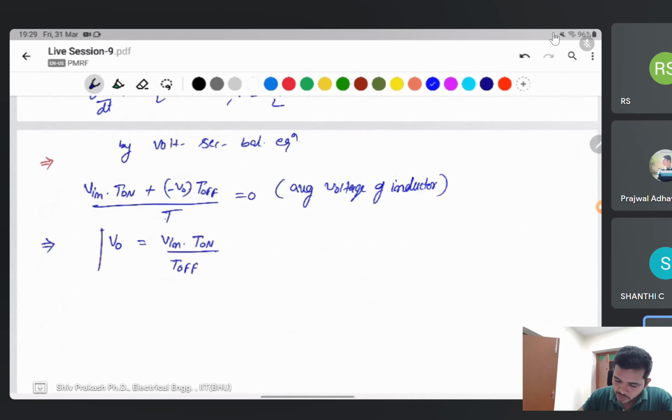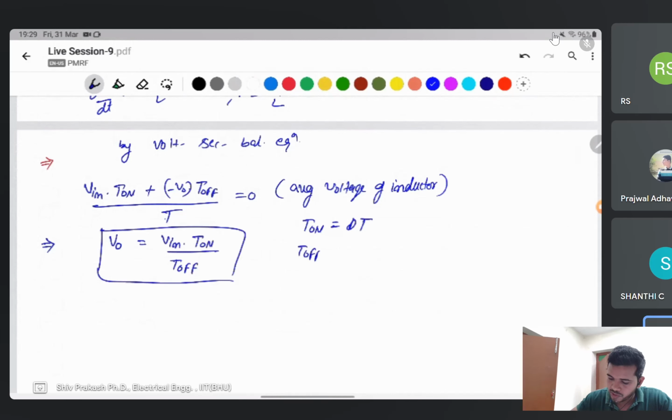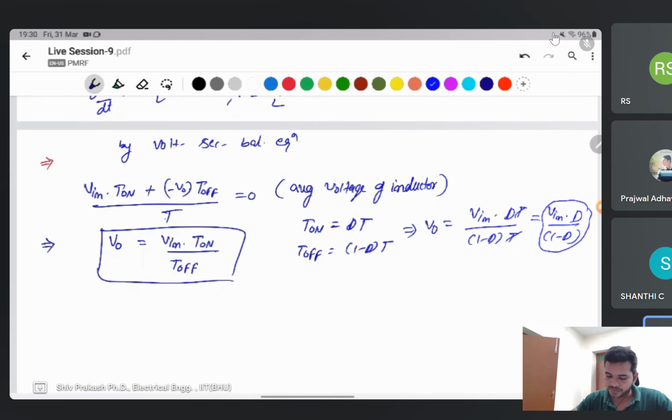You know, in a conventional buck boost converter, T on is equal to d dt, and T off is equal to 1 minus dt. Then the same is written as V output is equal to V in into dt divided by 1 minus d into t. T cancels out, V in d divided by 1 minus d. This is the conventional buck boost converter output voltage equation. The same thing is written as T on and T off in this question.